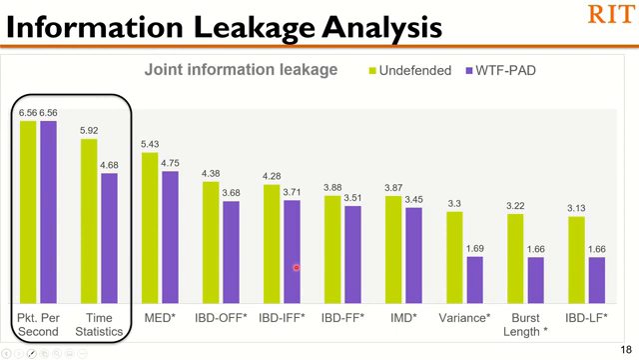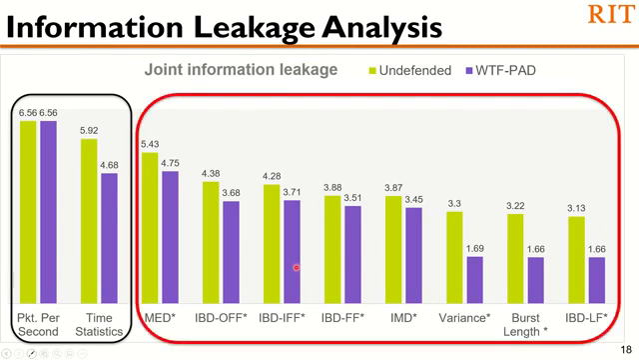This set of evaluation shows that for our undefended data, packet per second and time statistics leak more information individually than that of our features. An interesting observation is that WTF-PAD leaks the same amount of information as the undefended for packet per second statistics. However, for WTF-PAD, our median features leak more information than time statistics. Among our feature sets, median feature leaks more information, followed by interburst delay for outgoing and incoming packets.